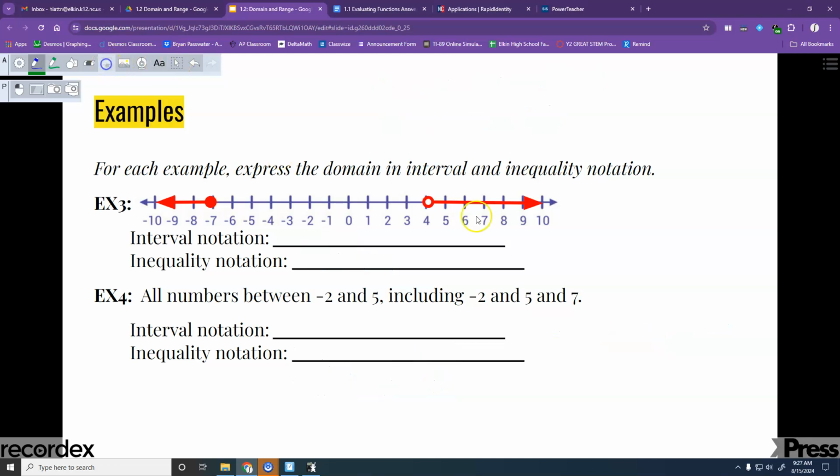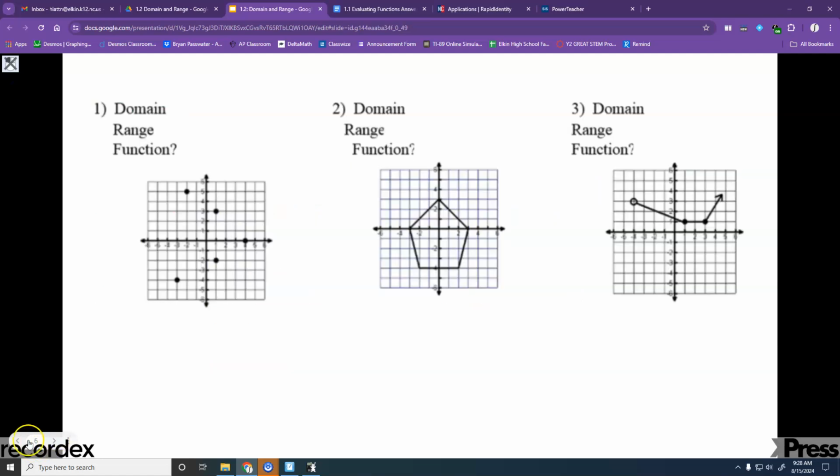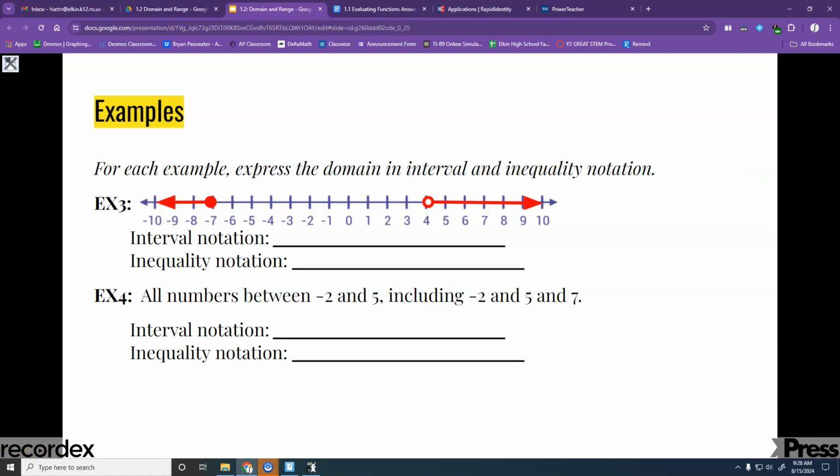Try the next two on your own. And while you're trying these next two, we're going to need some vertical line test stuff coming up. So while you're trying these next two, I'm going to give everybody your vertical line.